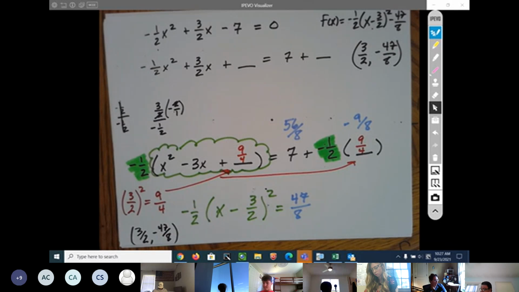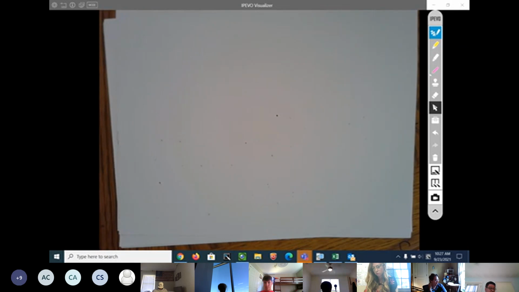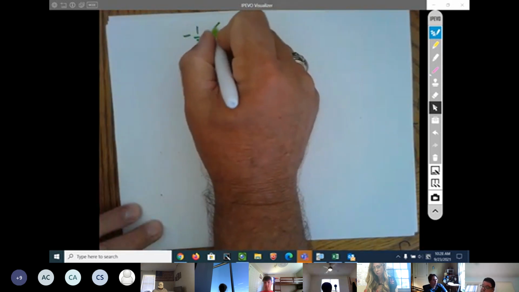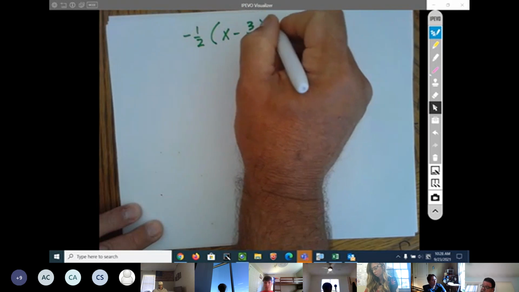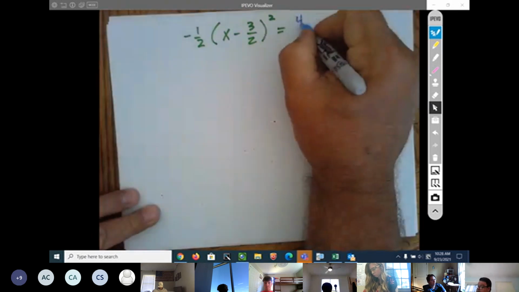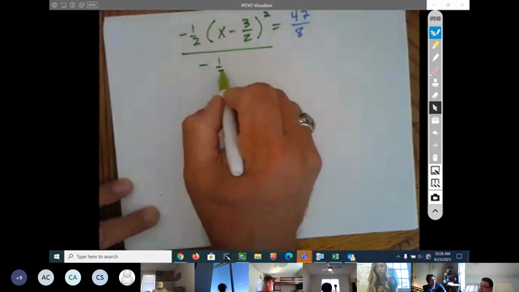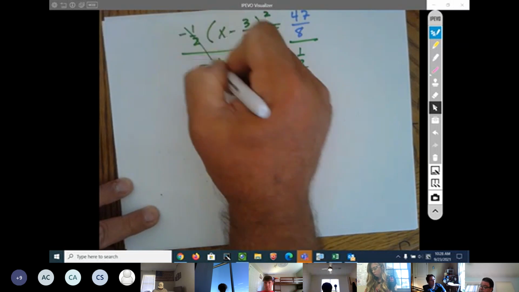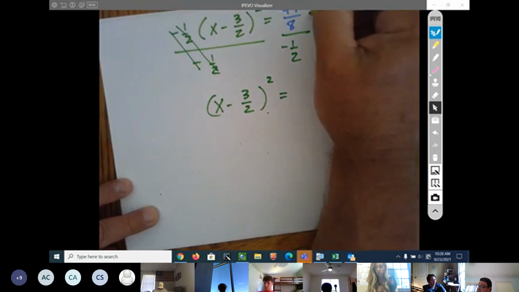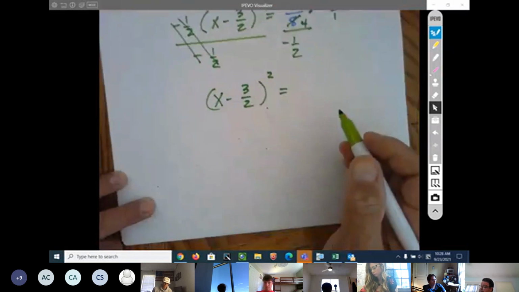And we're going to go to the next page and solve it. And of course, you can see that we're not going to have x-intercepts. Negative 1/2 x minus 3/2 quantity squared is equal to 47/8. I'm going to divide by negative 1/2, and x minus 3/2 quantity squared is equal to, multiply by negative 2 over 1, that cancels to a 4, negative 47/4.